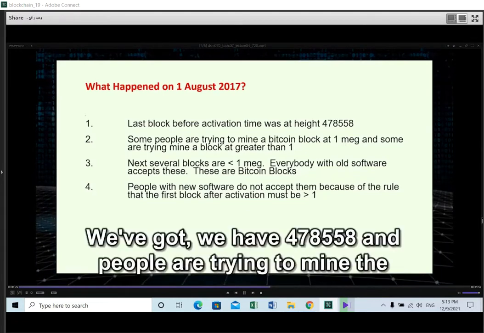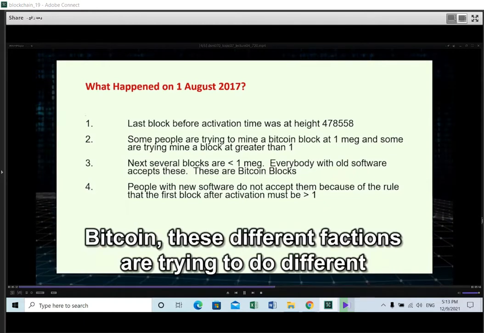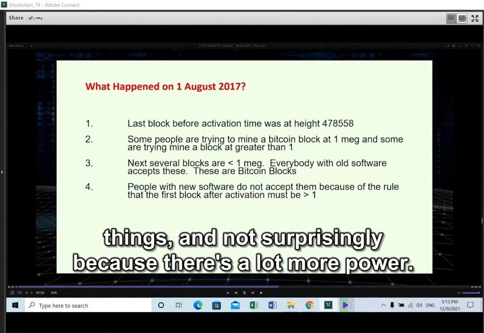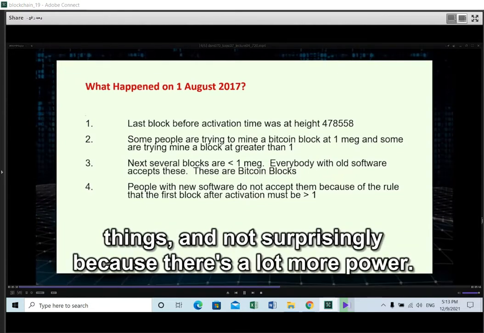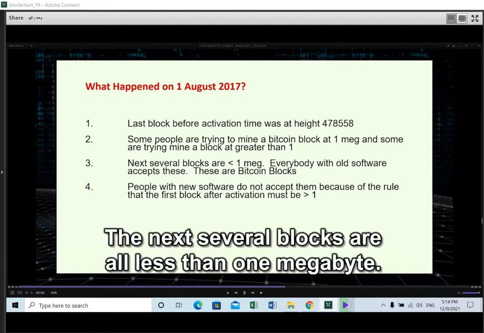So we're at 478558, and people are trying to mine the Bitcoin. These different factions are trying to do different things, and not surprisingly, because there's a lot more power trying to stay with Bitcoin than trying to enter Bitcoin Cash, the next several blocks are all less than 1 megabyte. They're all Bitcoin blocks.